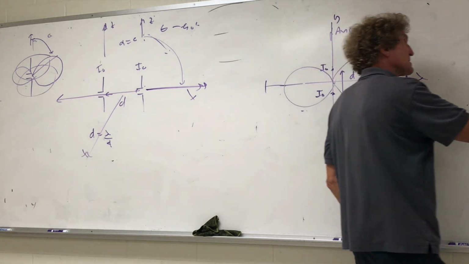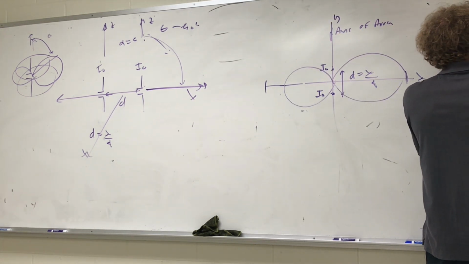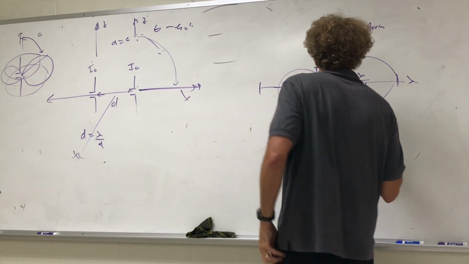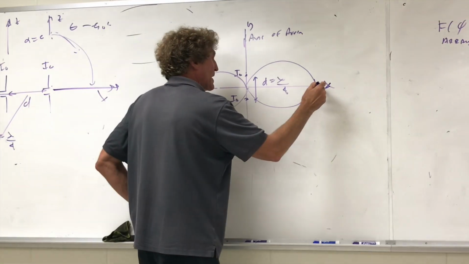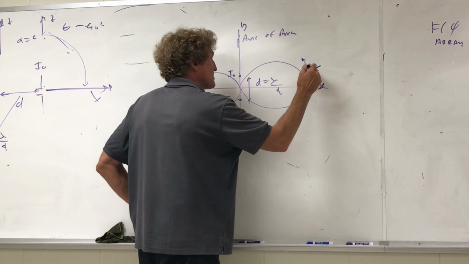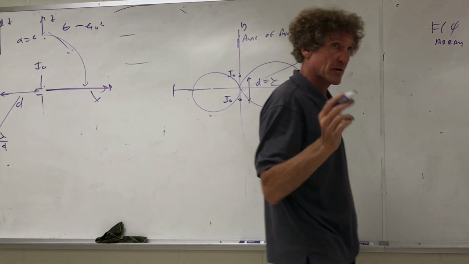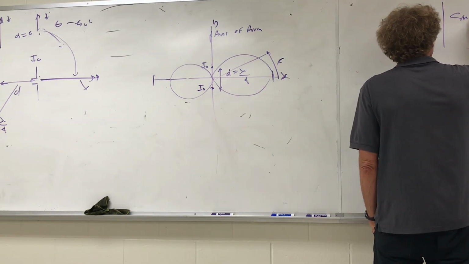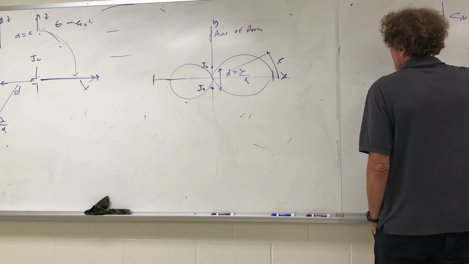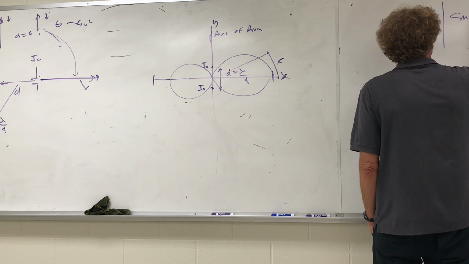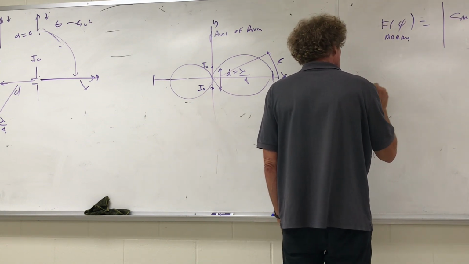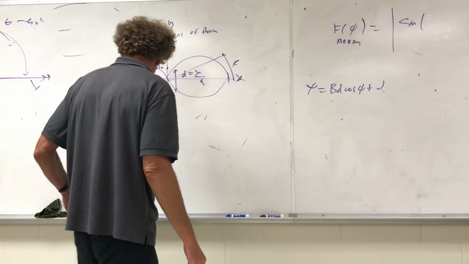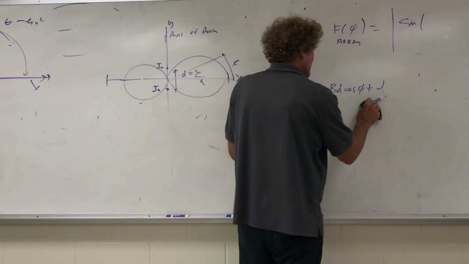Matter of fact, if I look at this, I'll call this f of the array. F of the array uses the symbol phi, and phi is measured from x this way. So this would be phi. If I wanted to find f of phi here, you with me, class? This is going to be equal to sine of 2 times phi. And if you look at this, psi is equal to beta d cosine of phi plus alpha. Here alpha is 0, so if alpha is 0, this goes away.